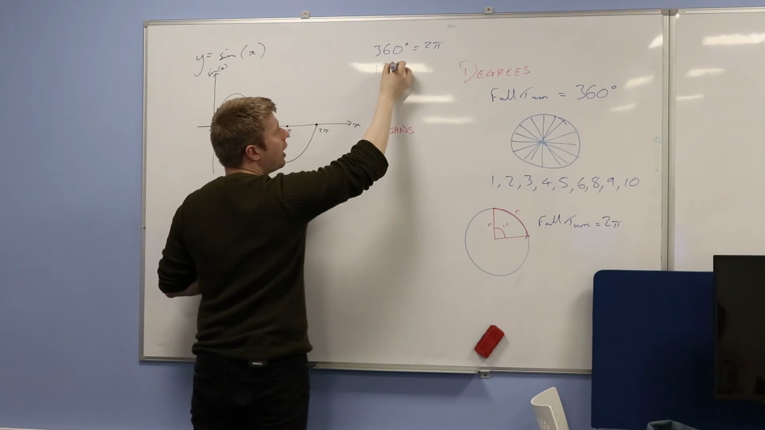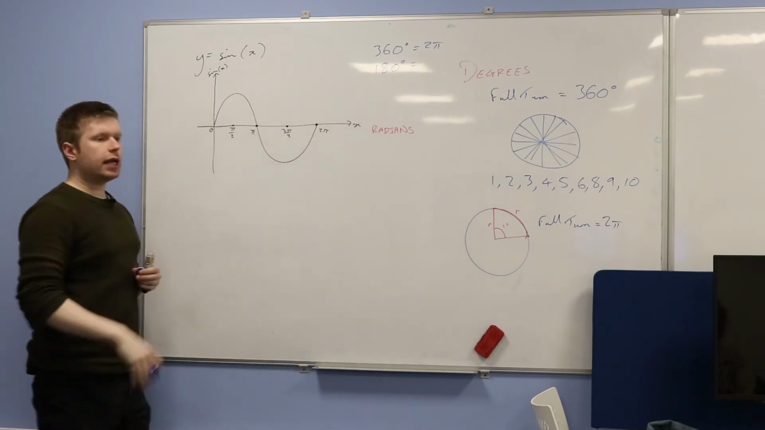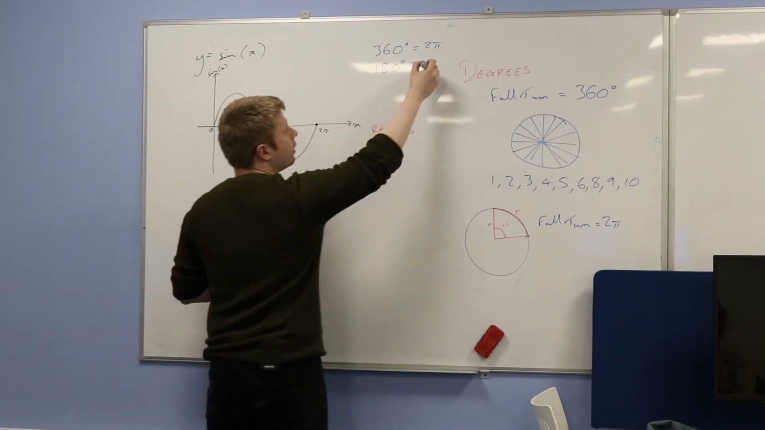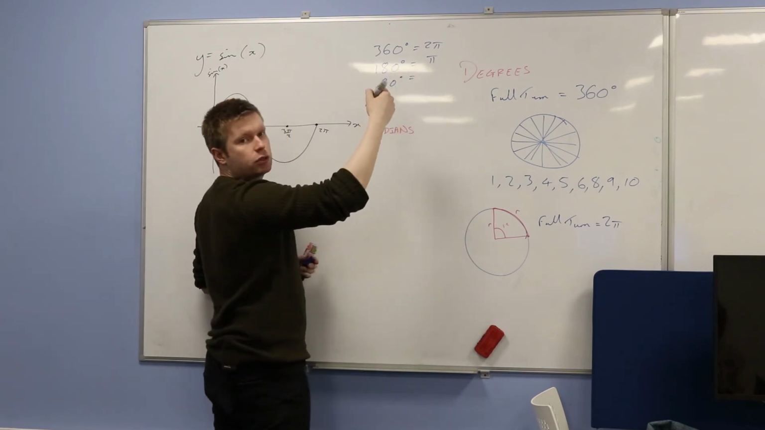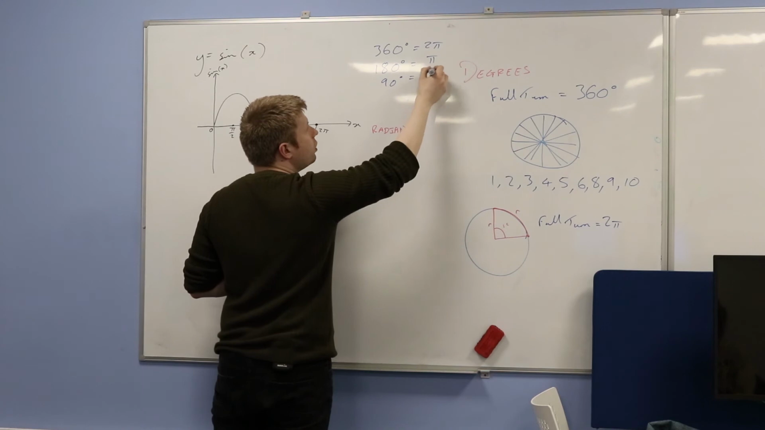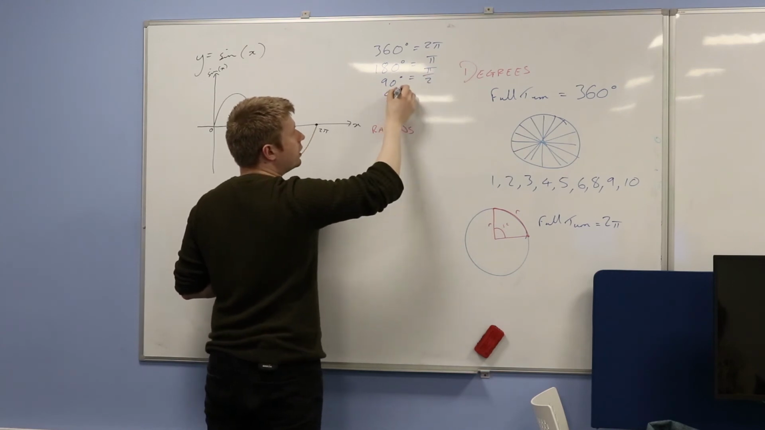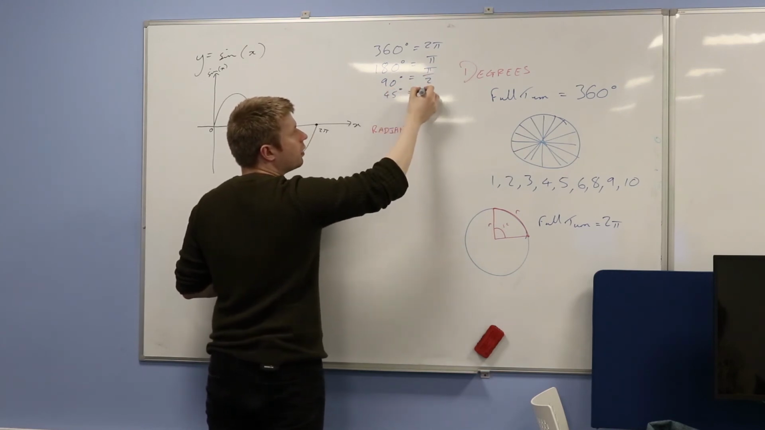So now I can work backwards from this. How many radians is 180 degrees going to be worth? It's going to be worth pi. If I wanted to do, say, 90 degrees, how many radians would that be? Pi over 2. If I wanted 45 degrees, what would that be? Pi over 4.